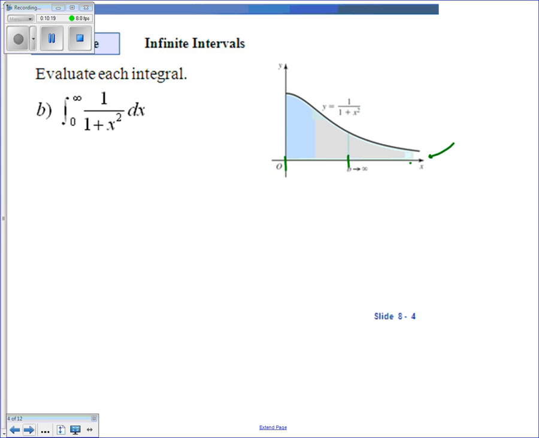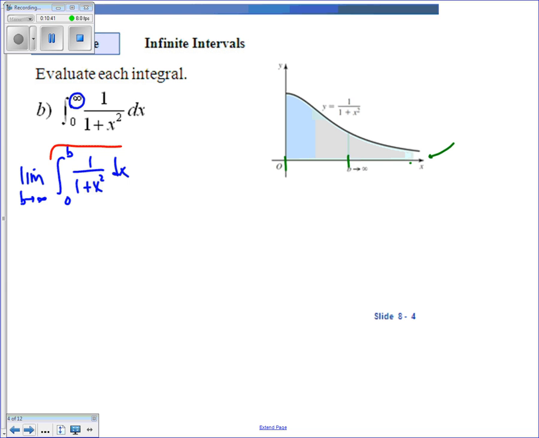Okay, first thing I'm going to do to try to evaluate this is I'm going to rewrite it as a limit. The part that has the infinity, I'm going to replace that with a b, just some number. So I'll put a b, and we're going 0 to b, and then we're just going to take that integral of 1 over 1 plus x squared, and we're going to then take the limit of whatever that comes out to be as b goes to infinity.